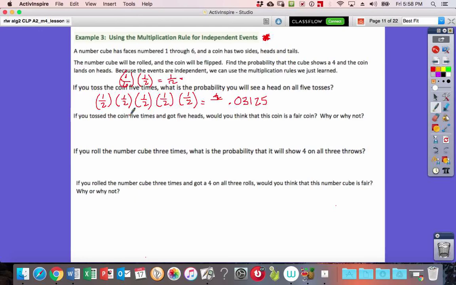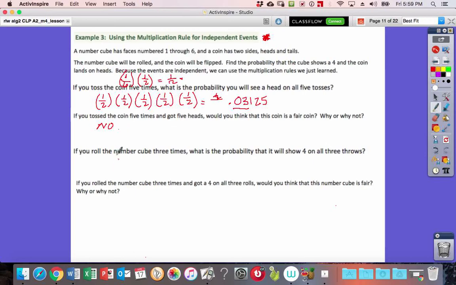Okay, if you toss the coin 5 times and got 5 heads, would you think that this coin is a fair coin? No way. I would say no. Although getting 5 heads is possible, look at the probability: it's about a 3% probability that would happen. So I would say no, the coin is probably not fair. You're cheating me, you're trying to get all my money.